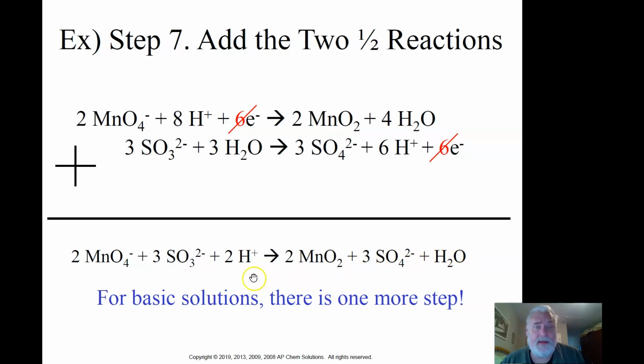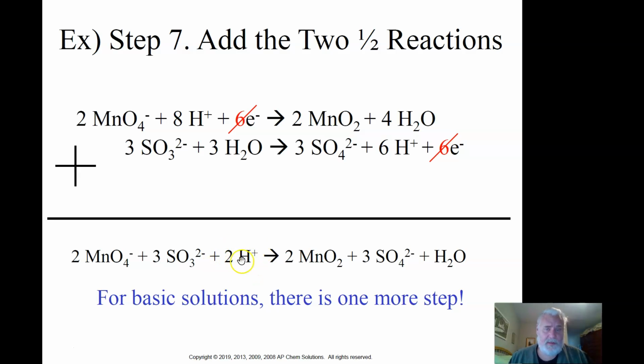And the reason is, up to this point, it's basically the same thinking process with acidic or basic, like I said, with that one exception with the permanganate. But at this point, you can't really have an excess of H pluses if it's a basic solution.